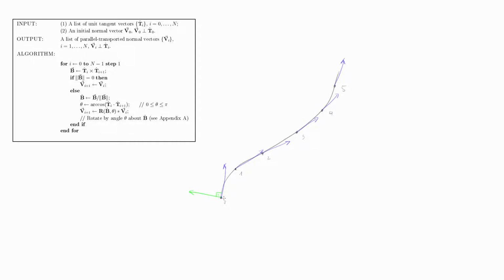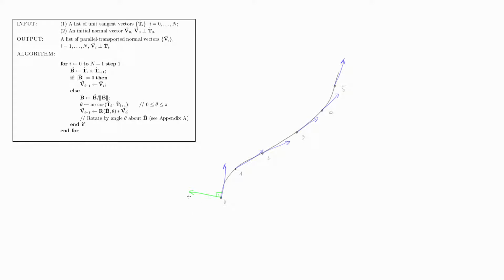This algorithm will take this initial normal vector and will move it from point to point and will rotate it such that it is orthogonal to the next tangent with minimal rotation. So it will only rotate it as much as necessary to make it orthogonal to the next tangent. And thus, this normal vector will vary smoothly along the curve. That is a very nice thing.